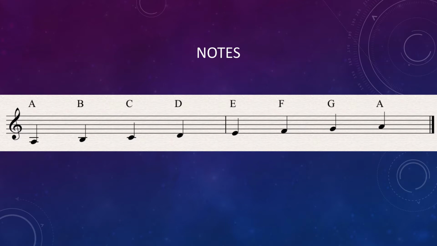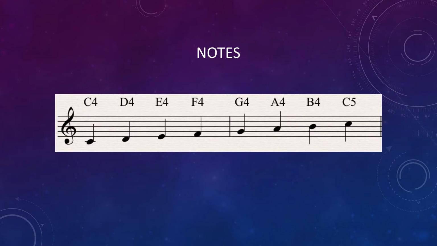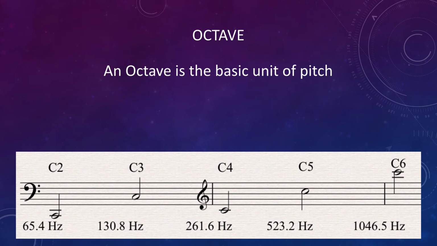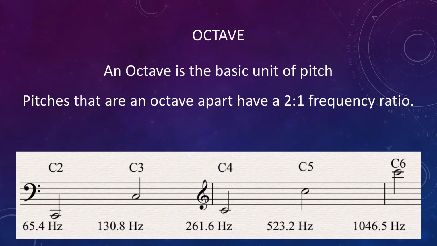We use the first 7 letters of the alphabet, A through G, 2 symbols, sharp and flat, plus a number to name pitches. For example, C4 is the note commonly referred to as middle C. The basic unit of pitch is the octave. As we said earlier, notes that are an octave apart have a 2-to-1 frequency ratio, that is, a doubling or a halving of frequency. Notes that are an octave apart have the same pitch name, for example, C3 and C4, and this is because we perceive notes that are an octave apart as having the same character.